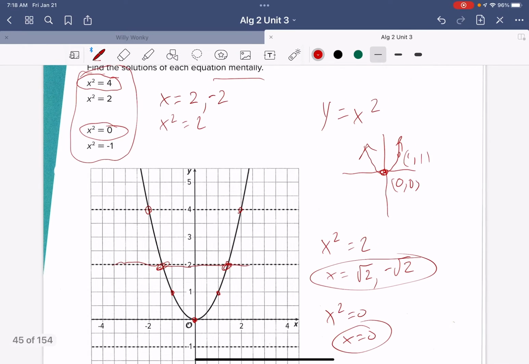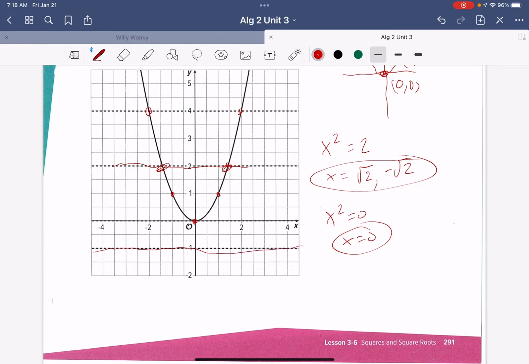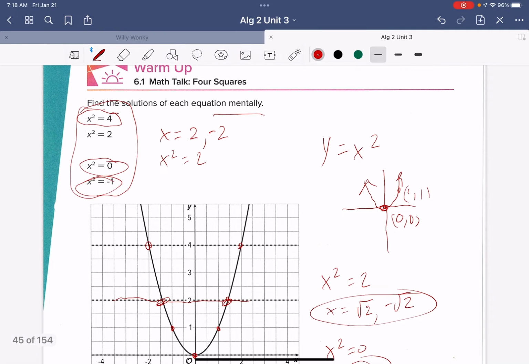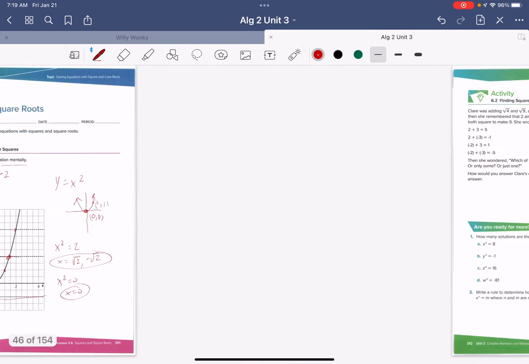And then the last one is, when is it negative 1? Negative 1 is a horizontal line, right? And it completely misses the parabola. And if you think about that for a second, what are you going to square, the same thing times the same thing, to be negative? That doesn't exist, right? Because a negative times a negative is positive, and two positives is positive, so you can't really get a negative 1, and you can see that the line never touches the parabola. All right.